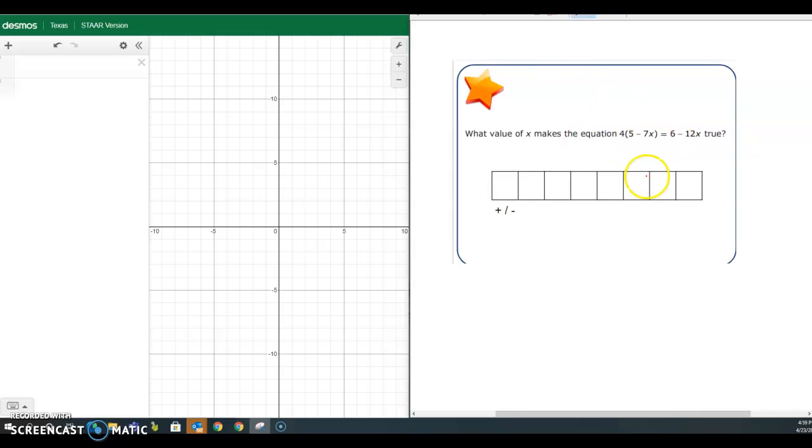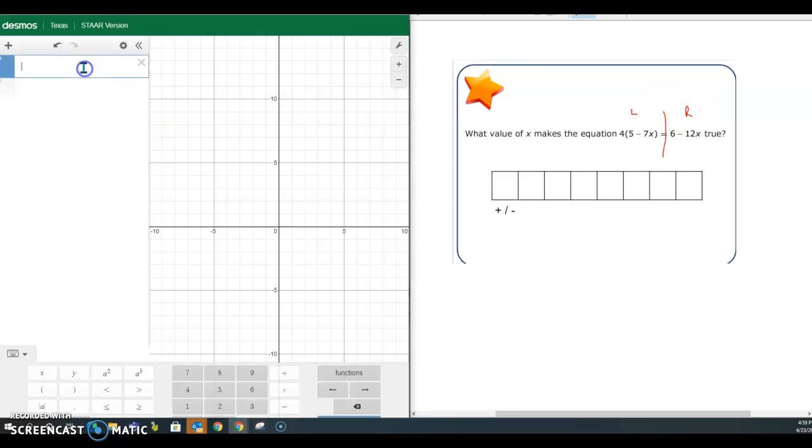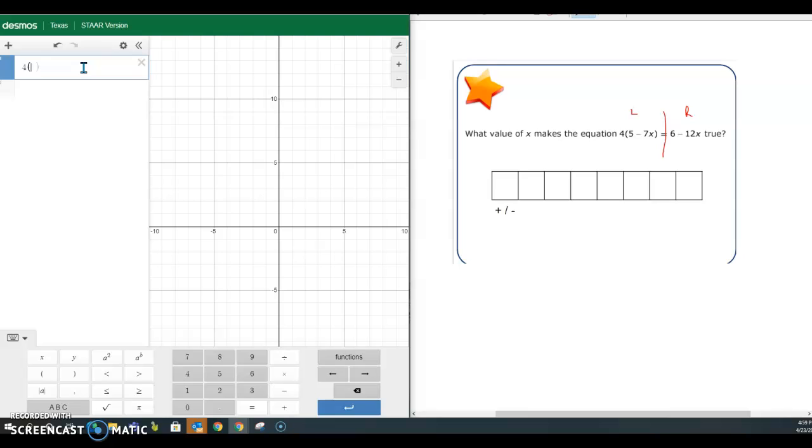So guys, all you have to do for this one is graph both sides of the equation. I'm going to split it into two sides, the left side, the right side. So I'm going to graph the left side first, guys. 4 times (5 minus 7x). And then I'm going to graph the right side, 6 minus 12x. And I have two lines.